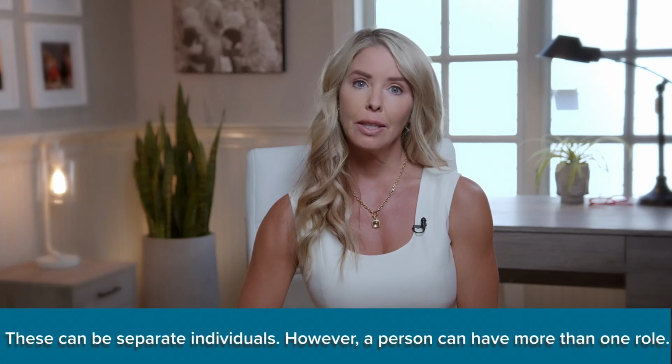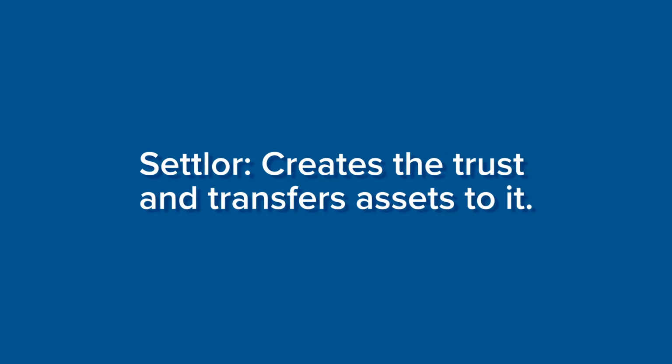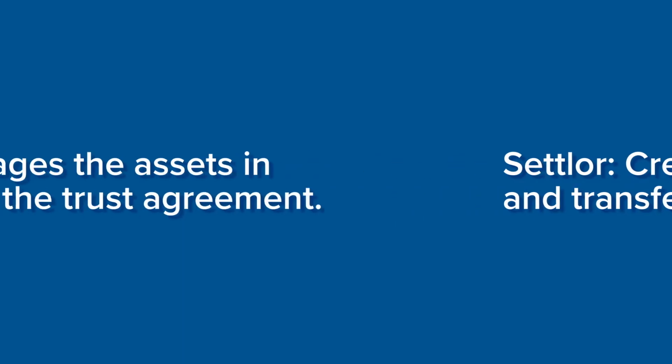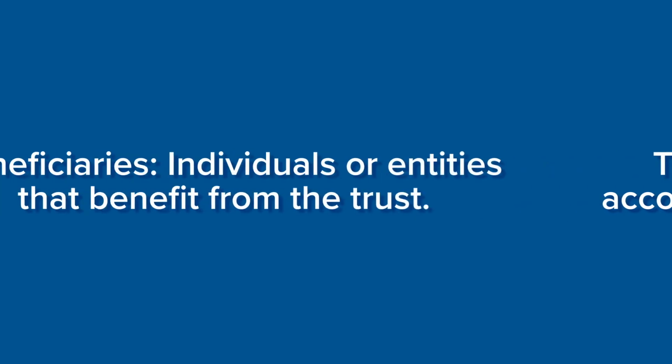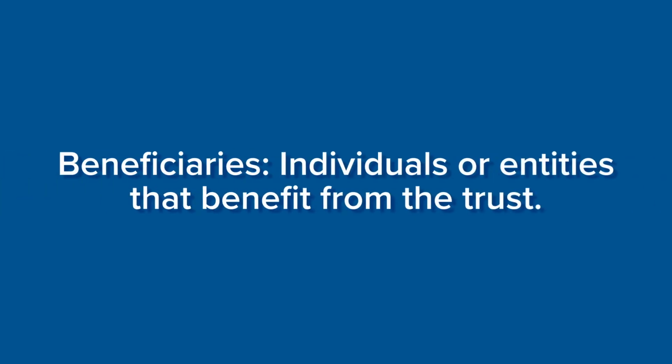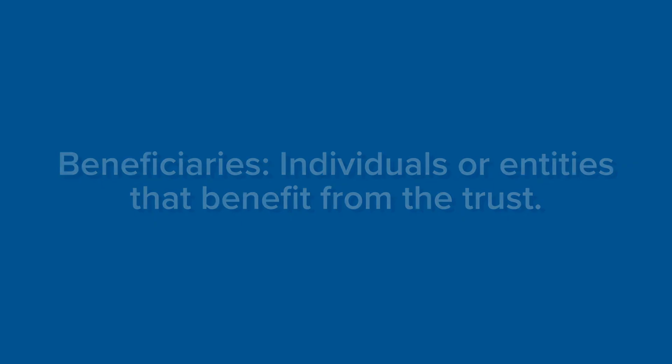But what are the roles and responsibilities? Who creates the trust? Who manages the trust? Let's go into a little bit of vocabulary. The main roles are settlor, trustee, and beneficiary. The settlor creates the trust and transfers assets to it. The trustee manages those assets in accordance with the trust agreement, and the beneficiaries are the individuals or entities that benefit from the trust. Trustees have a fiduciary duty to act in the best interest of the beneficiaries.